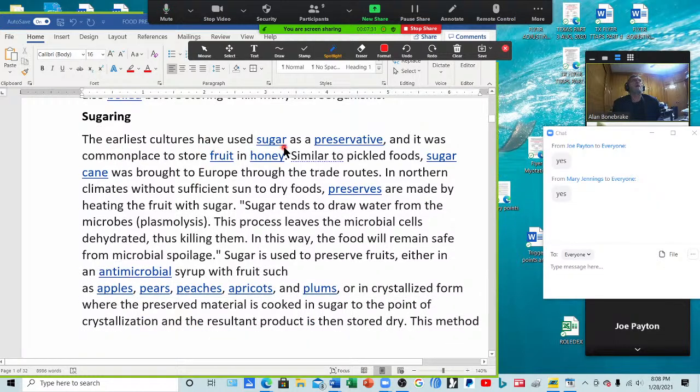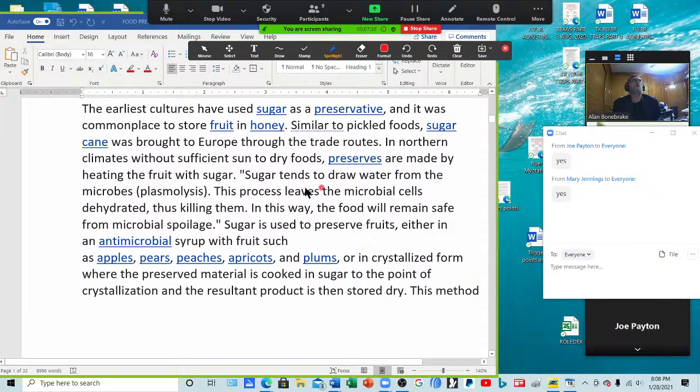Earliest cultures used sugar as a preservative. It was commonplace to store fruit in honey, similar to pickled foods. Sugar cane was brought to Europe through the trade routes. In northern climates without sufficient sun to dry foods, preserves are made by heating the fruit with sugar.